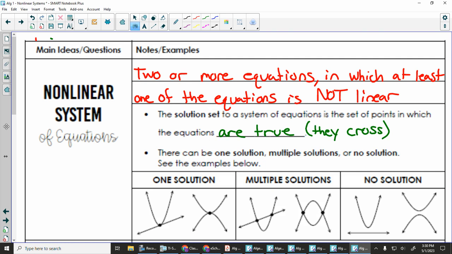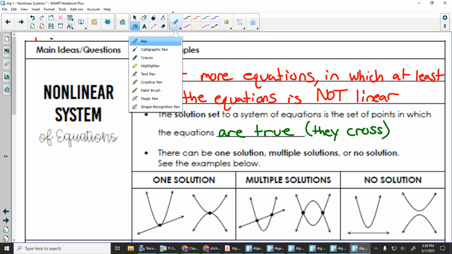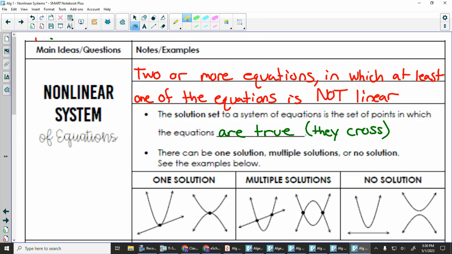But underneath here, you see your three potential things that could happen. You could have only one solution, where the two graphs touch each other one time and one time only. You could have multiple solutions. So like here, we have a line and a parabola. They touch in two different spots. Here we have two parabolas, again touching in two different spots. Or you could have no solution at all.